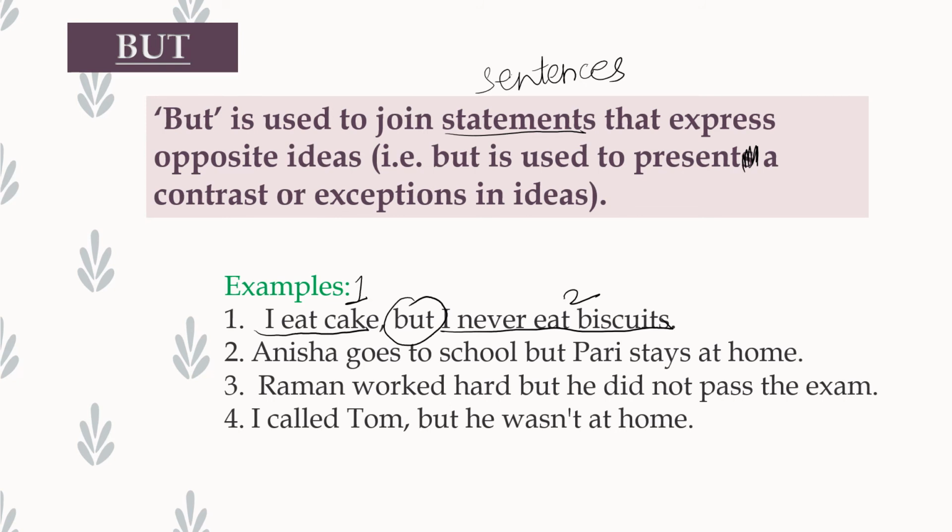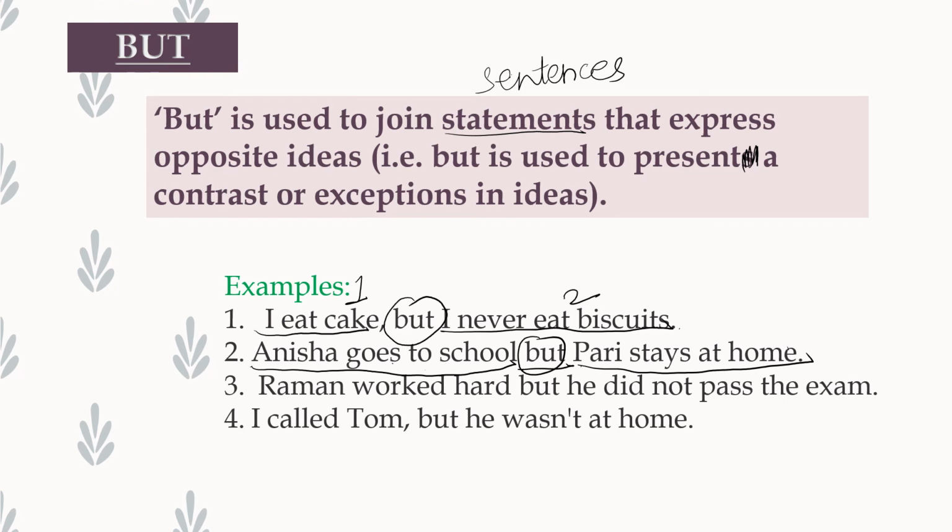Let's see the next sentence. Anisha goes to school, but Pari stays at home. So first sentence, Anisha goes to school. The second is Pari stays at home. So Anisha जो है वो स्कूल जाती है और परी घर पे रहती है. So दो opposite sentence हो गए, एक स्कूल जा रहा है, एक घर पे रह रहा है. And because these are giving different meanings, they are giving opposite meanings, इसलिए यहाँ पे but आया है ना. Opposite meaning दे रहे हैं, एक स्कूल जाता है, एक स्कूल नहीं जाता है.